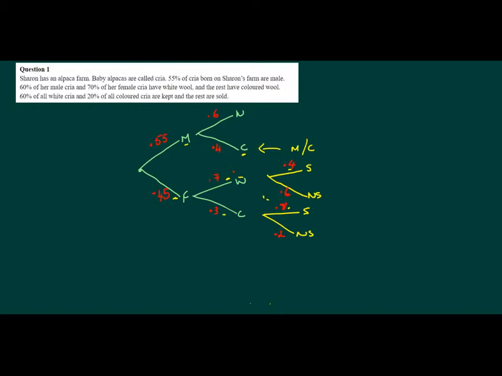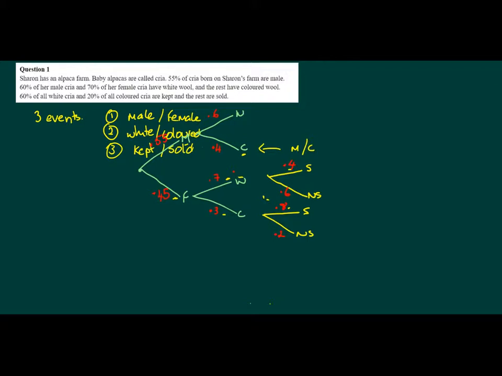So what we've got here are three events as such. The first one is we've got male and female. The second one we've got whether or not they have white or coloured wool. And the third one is whether or not they are kept or sold. And from this particular information up here, we can draw a tree diagram.